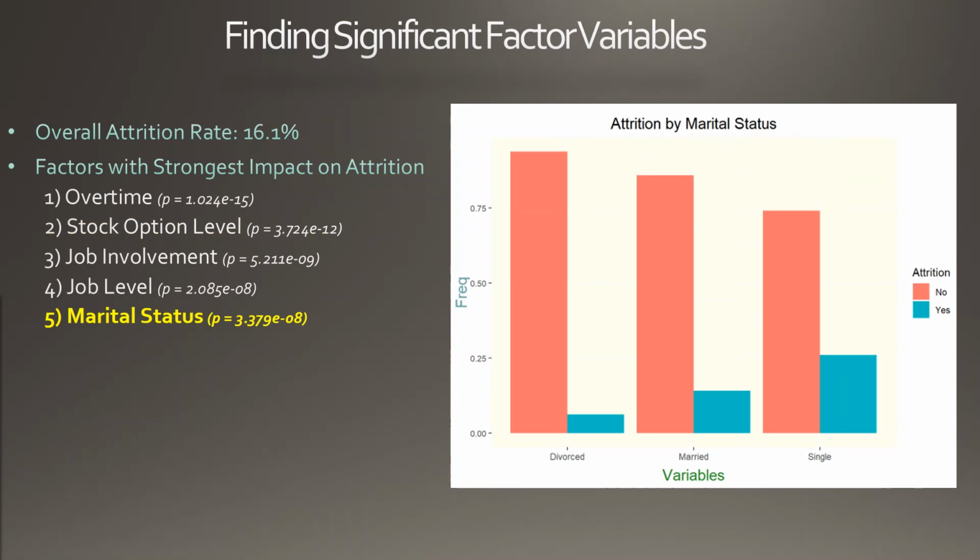Looking at marital status, we can see that there is a lower attrition rate for divorcees versus employees who are married or single. Divorcees have a lower attrition rate at 6.28%, while those who are married have a 14.15% attrition rate, and single employees have a 26.02% attrition rate.